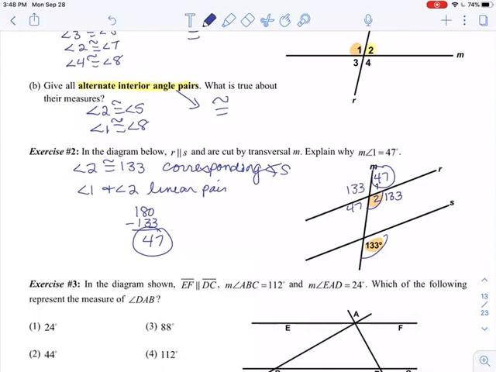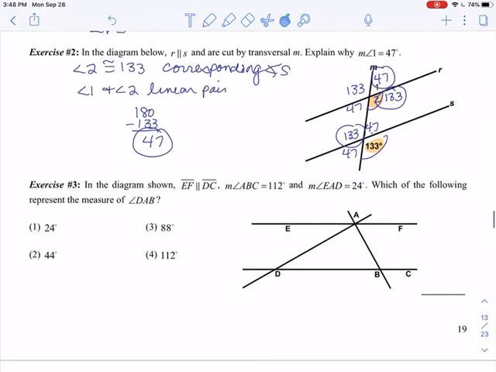Like this would be 47 because they're vertical angles. This would be 133 because those are vertical angles. This would be 133 because they're vertical angles. But you can see that these are also alternate interior angles, the ones that I just circled. This would be 47 because it's an alternate interior angle, or it's a linear pair with the 133 right next to it. And this is 47 because it is a vertical angle.